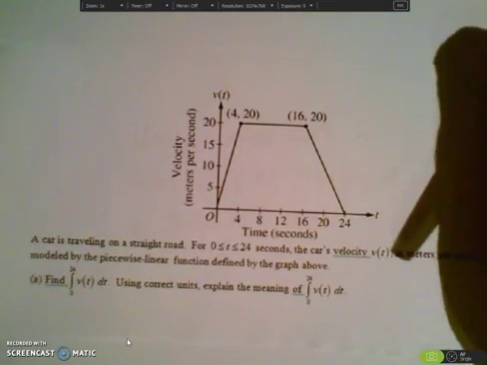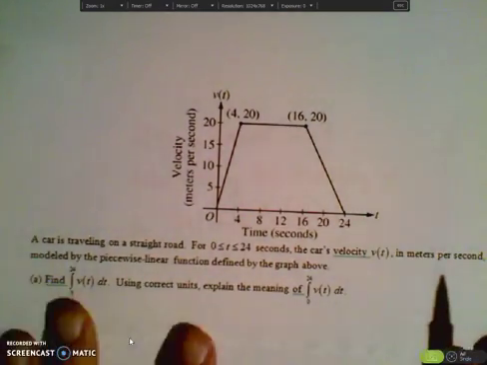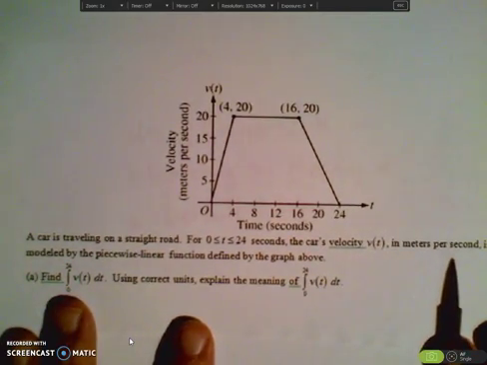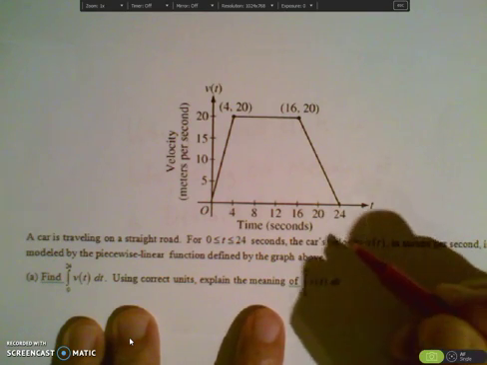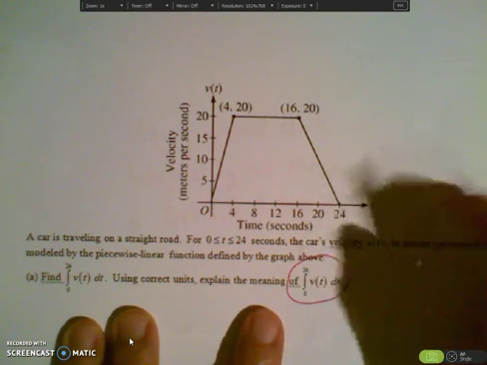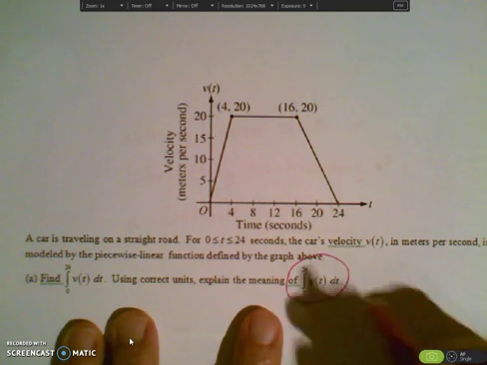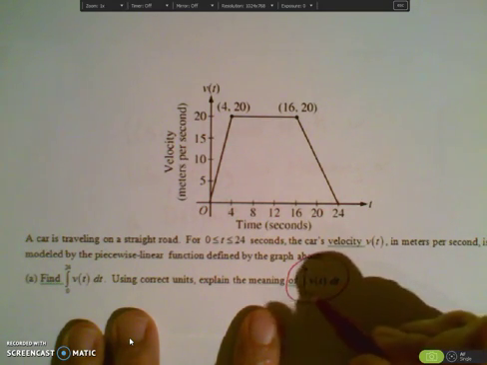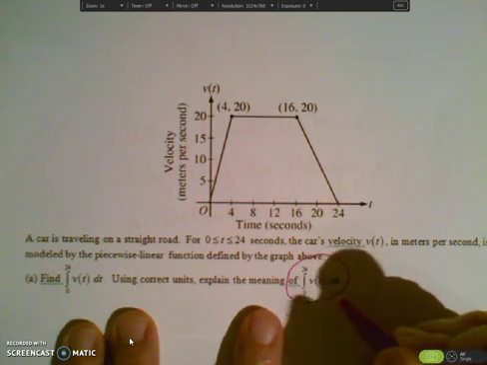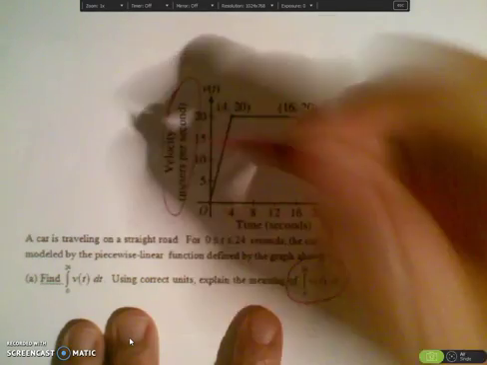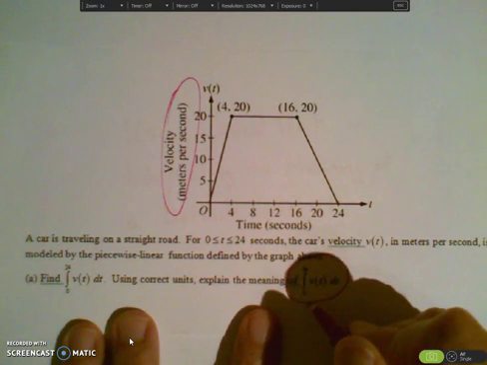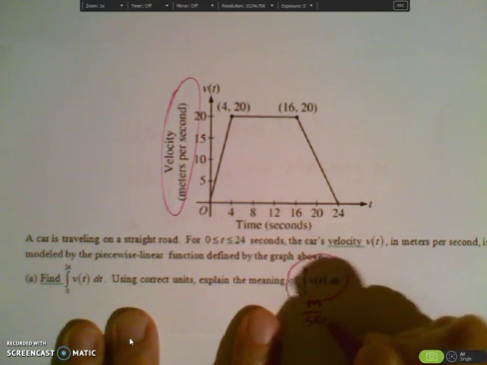In this first example, we've been given a graph, and we are going to use correct units to explain the meaning of this integral. So the most important thing to remember is that you have units for this integrand, and you also have units on the differential. So the velocity is measured in meters per second. I can see that right there on the graph. So that's meters per second.